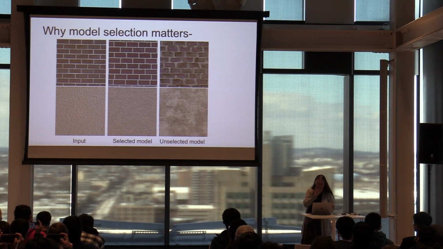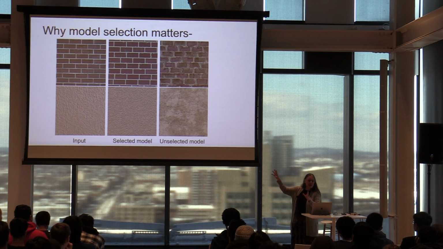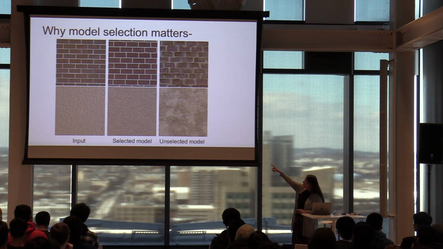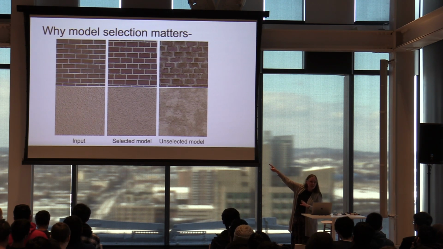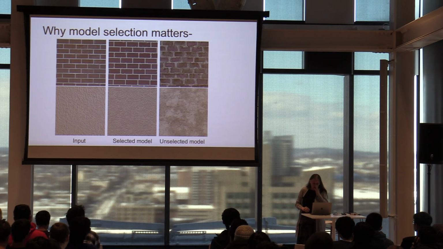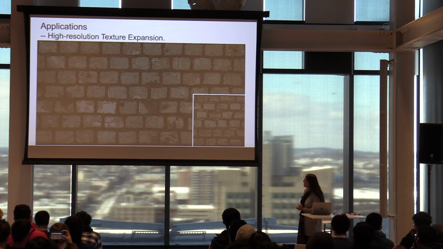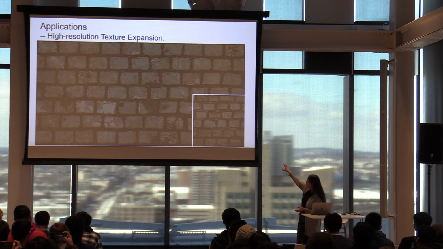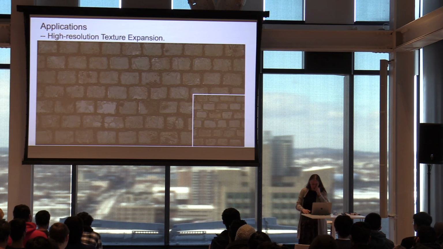So this is why model selection matters. The selected model and the unselected are both node graphs that say brick. We produce brick. For this brick sample, if we choose the right one, we get a great result. If we make a bad choice, it looks really not much like the original one. And similar for the stucco example. So given the procedural graph, we can start with our small sample and produce a large expanse of the material. Now we can take that small sample and make a whole street of these things, right?